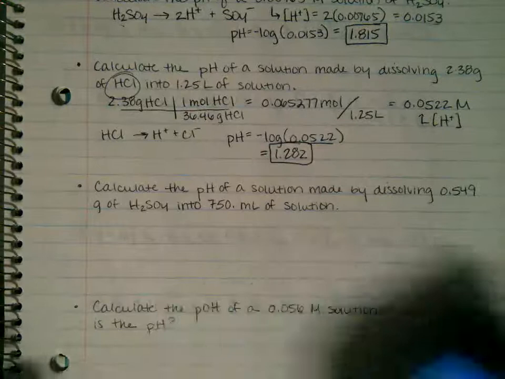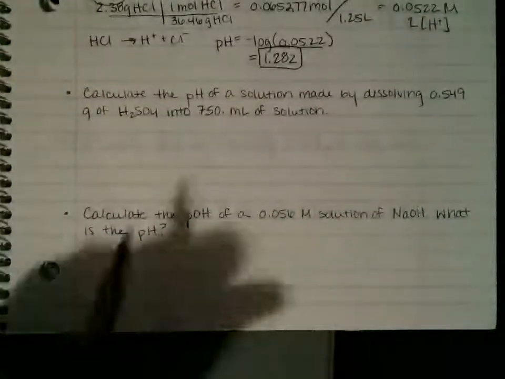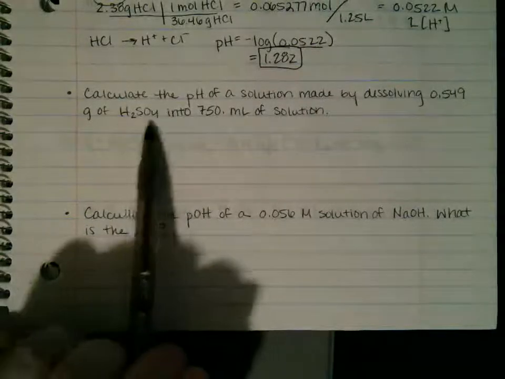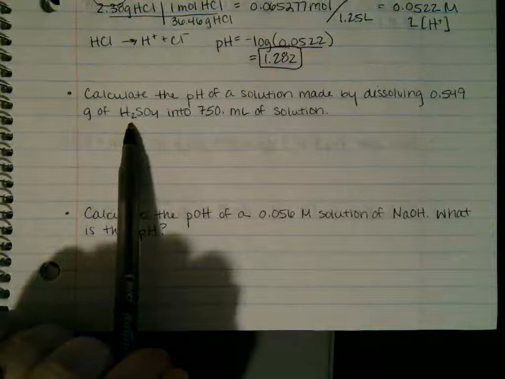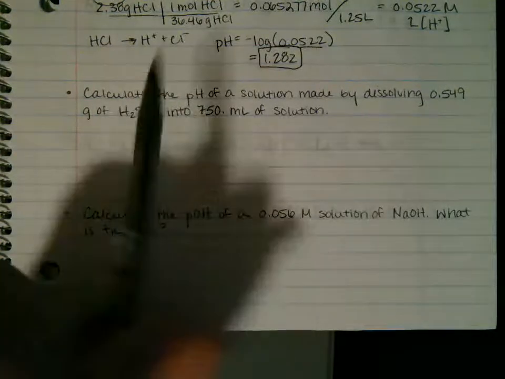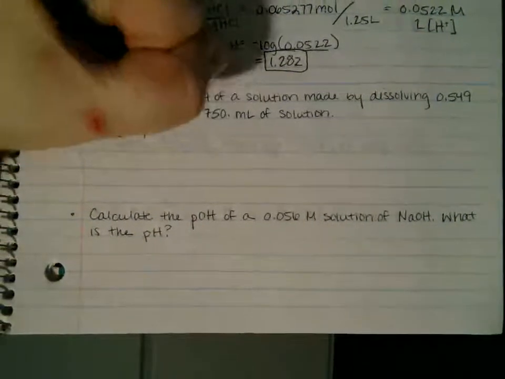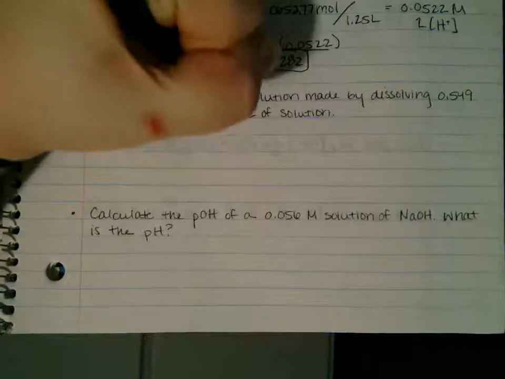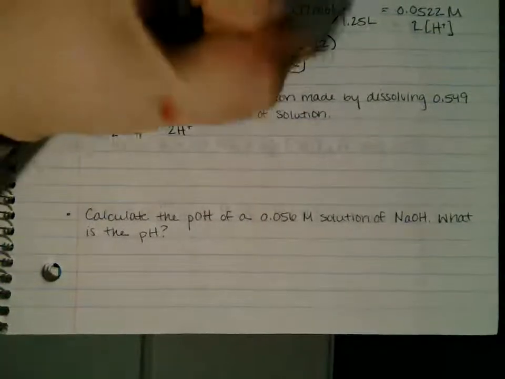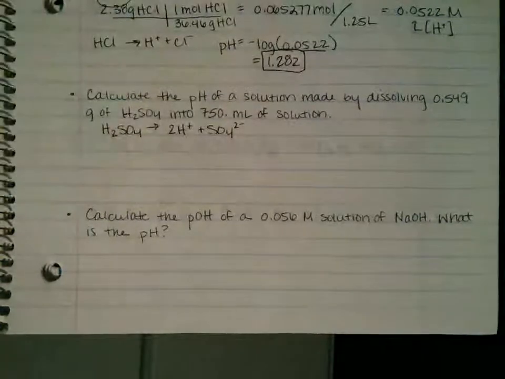Cool beans, easy peasy. Okay, hopefully these have been pretty straightforward so far. I'm not going to do this one just for time's sake, but I know you could. The only thing that's different now is we have H2SO4, so you'll find the molarity of the H2SO4, but then when you go to find the concentration of the hydrogen ions, remember that it's going to be twice the concentration of our sulfuric acid. So that's going to affect that pH.